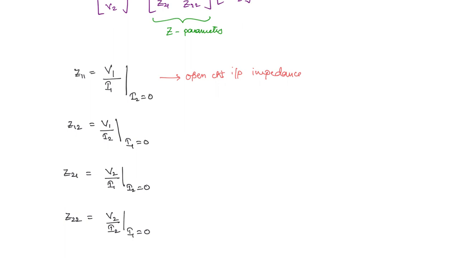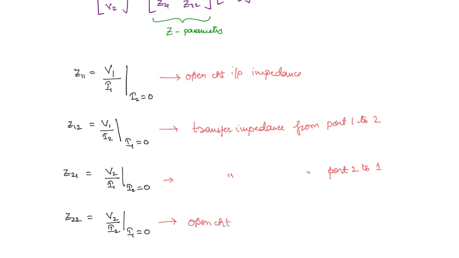Okay. So what will be the units? The units of all the parameters, you can see, is ohms. It is in ohms. Okay. So now this Z11 is the open circuit input impedance, Z12 is the transfer impedance from port 1 to port 2. Okay. And this will be what? Transfer impedance from port 2 to port 1. So this is all just how we name it. Okay. Then what is Z22? This is the open circuit output impedance.